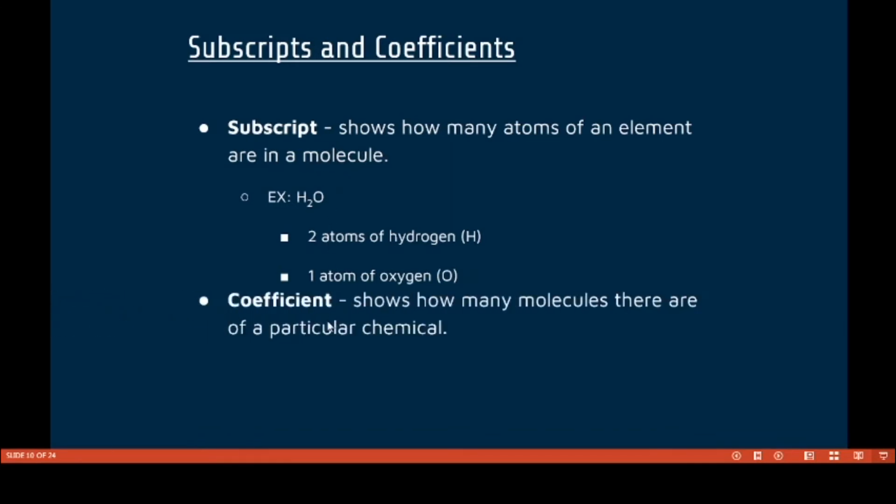What is a coefficient? It shows how many molecules there are of a particular chemical. This coefficient can be changed. For example, in 3H2O, this 3 is called the coefficient. That means 3 molecules: H2O, H2O, H2O. H2O is water, so 3H2O means 3 water molecules.